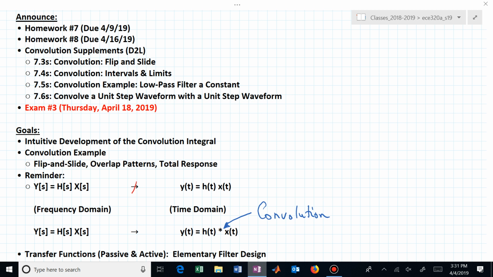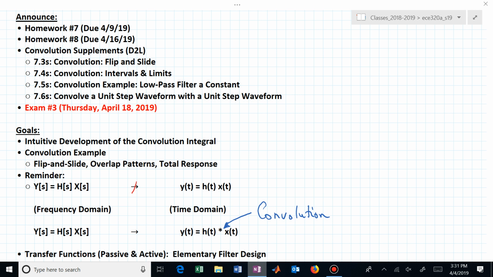And they have some interesting titles. Flip and slide. We're talking about flipping and sliding. We have intervals and limits. Those are the mechanics behind convolution. So if you want to maybe see that a little bit more explicitly, I hope that material helps. We'll go through a convolution problem today, but hopefully those will help you.